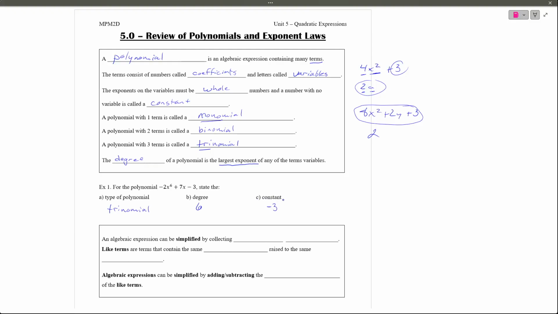Okay, so this is the basics. Let's keep going though. An algebraic expression can be simplified. How do we simplify these things? Well, we collect all of our like terms. For example, if I had a 2x plus a 4x, I would combine those into a single 6x. So we combine our like terms. Like terms are terms that contain the same variables. Now this is important though. They have to be the same variables raised to the same exponent.